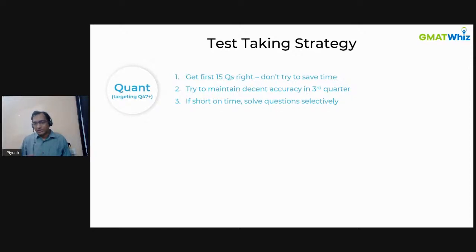A quarter has 7 to 8 questions depending on where it is. All right, so that's for quant.